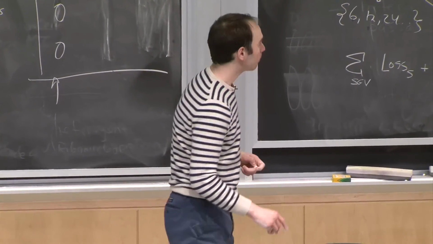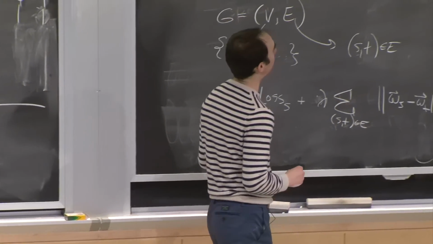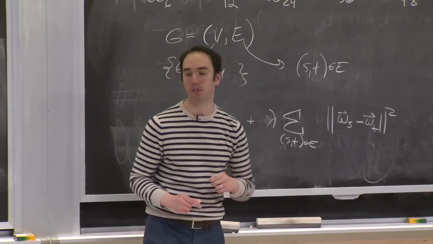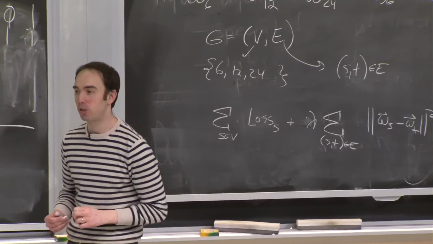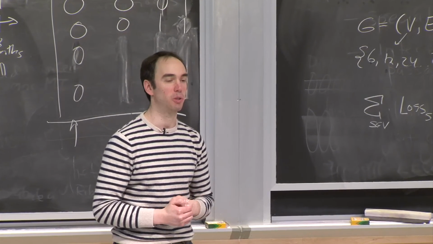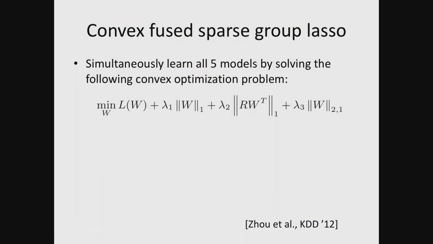So we already talked about one way to try to make the regularization a bit more interesting. For example, we could attempt to regularize only some of the feature values to be similar to one another. In this paper, which was tackling this disease progression modeling problem for Alzheimer's, they developed a slightly more complicated approach, but not too much more complicated, which they call the convex fused sparse group lasso.